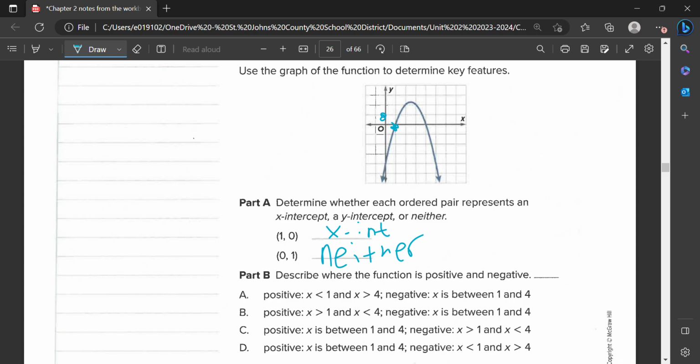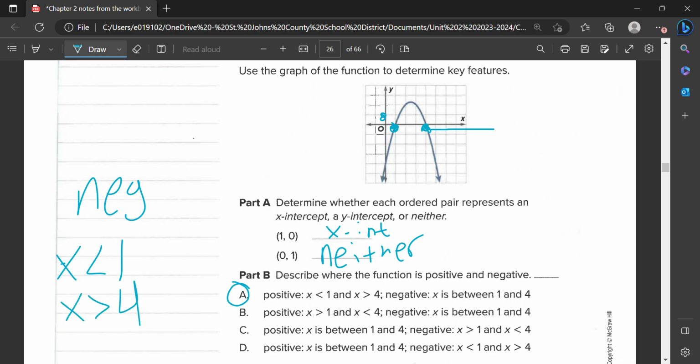So it's negative from negative infinity. So when x is less than 1, it's going to be negative. And when x is greater than 4, so every point after 4 this way, it's below that line, so therefore it's also negative. And then between 1 and 4, so during all of this right here, it's positive. It's above that line.